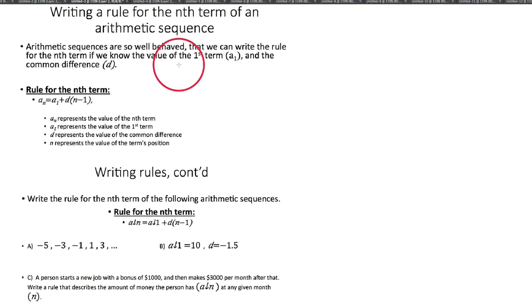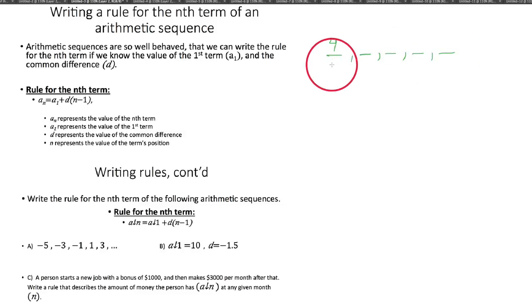Okay guys, in this video we're going to be looking at how we can very easily write a rule to determine the value of the nth term of an arithmetic sequence. And I want you to consider that because arithmetic sequences are so well behaved, the only circumstance we would need is the very first number in the entire sequence.